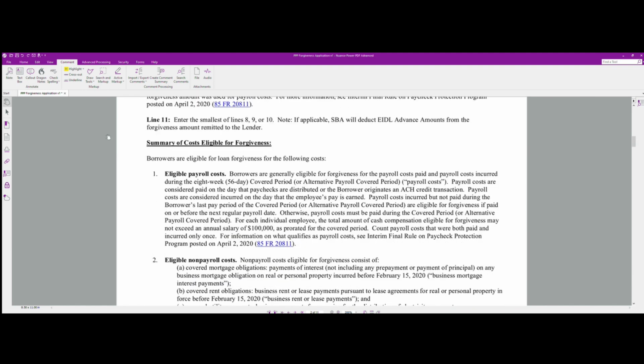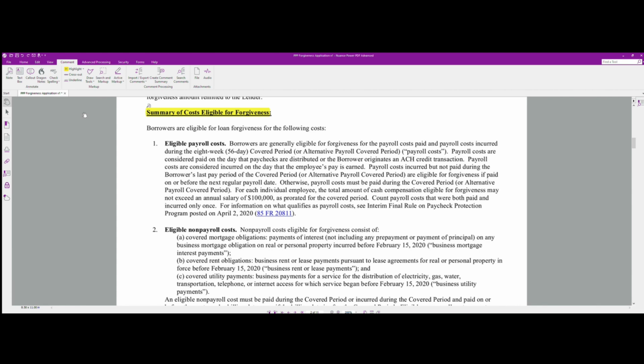To talk more about the costs eligible for forgiveness, let's look at page 2 of the application and discuss the eligible payroll costs noted here. Again, this is further on the point that I was just mentioning. Eligible payroll costs include payroll costs paid and payroll costs incurred during the 8-week period, whether that's the 8 weeks from the date of the disbursement or the alternative payroll period that we discussed previously.